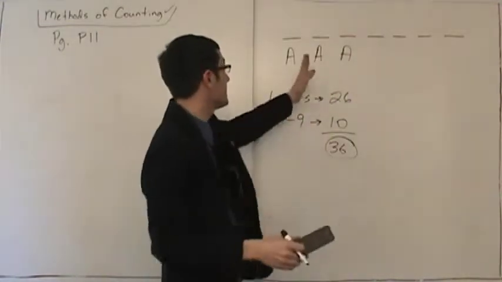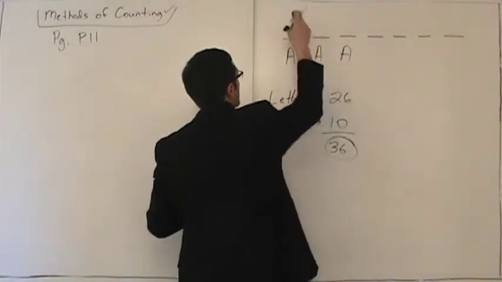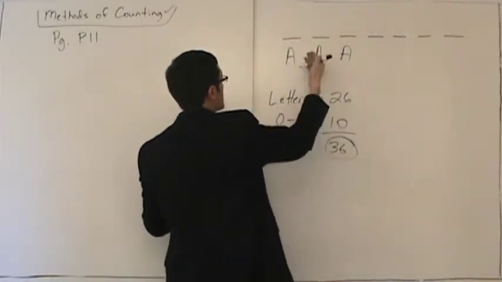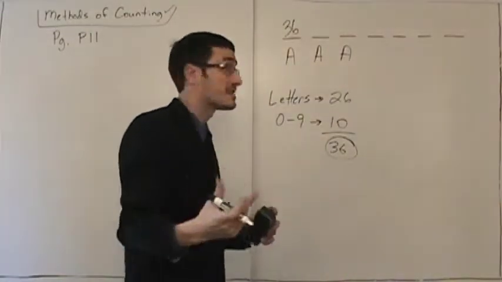Can letters repeat? Yes. So if we have A, we can still have A. So how many options for the first letter? You have not just A, you have B, you have C, you have any digit. So we have 36 options for the first letter or digit.